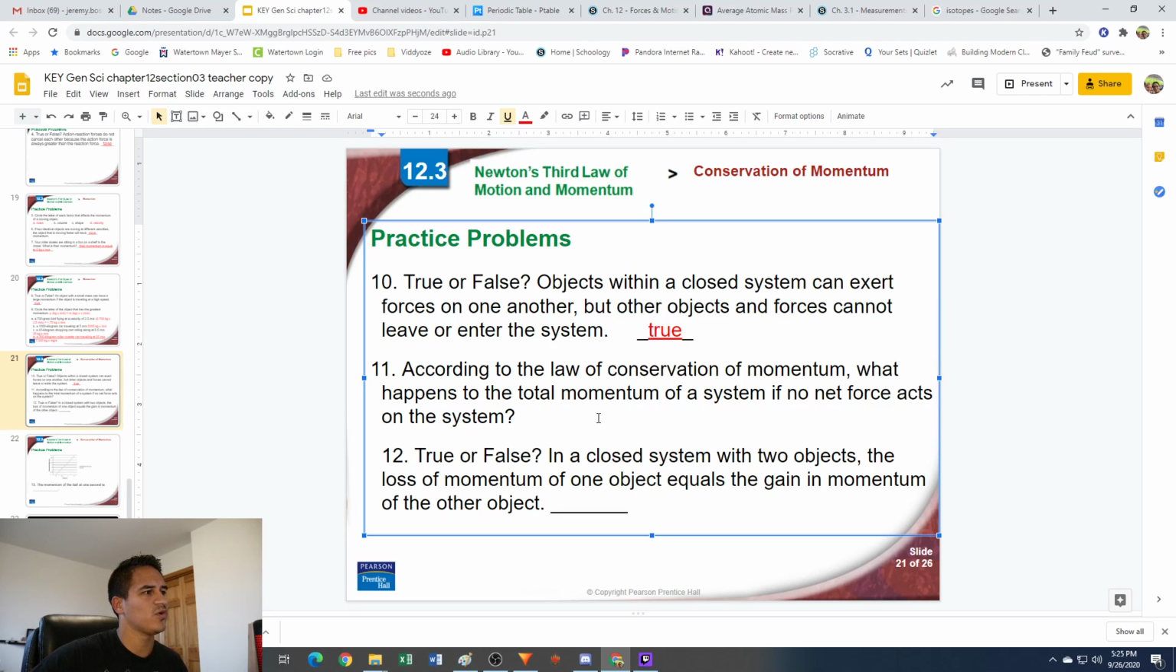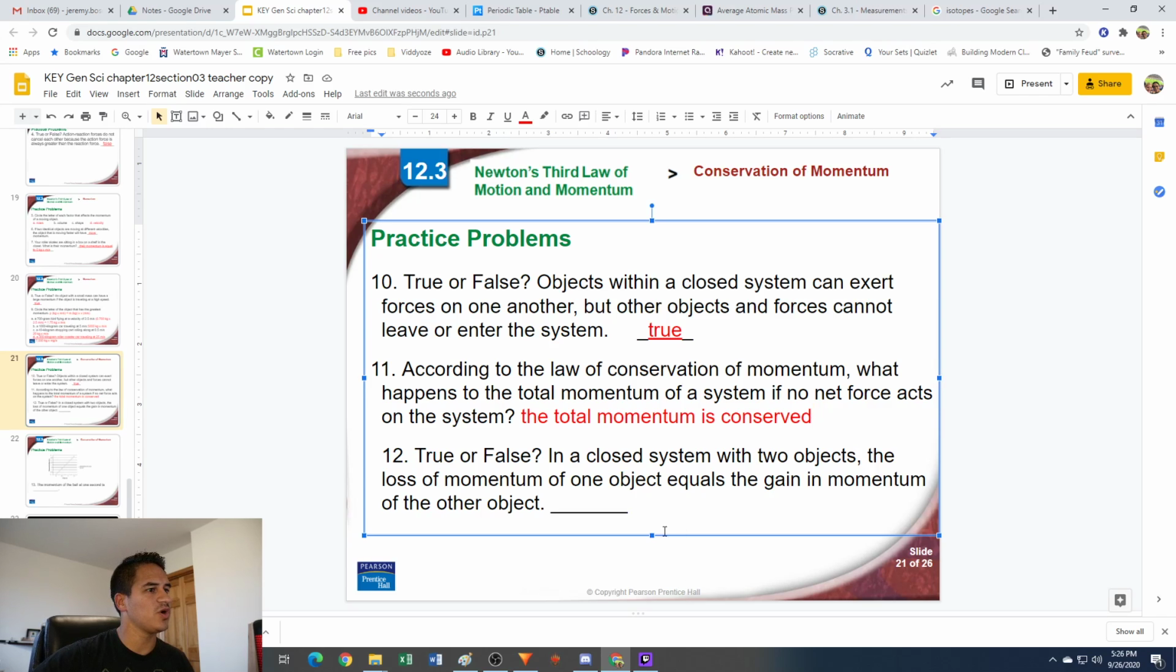Number 11, according to the law of conservation of momentum, what happens to the total momentum of a system if no net force acts on the system? Conservation of momentum basically says the total momentum is conserved as long as nothing acts on the system. So we can just say the total momentum is conserved. It doesn't change.